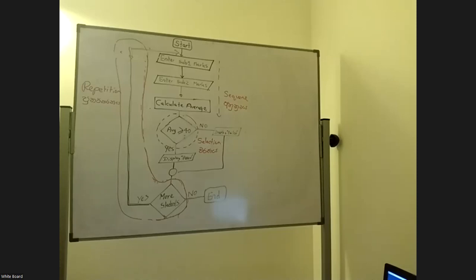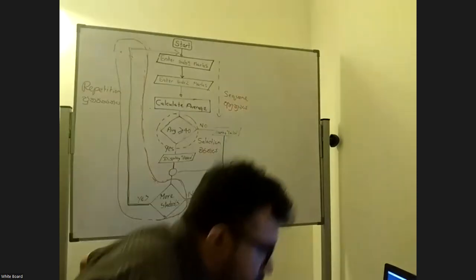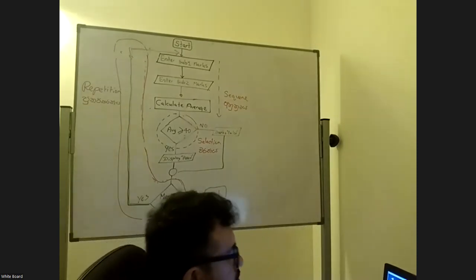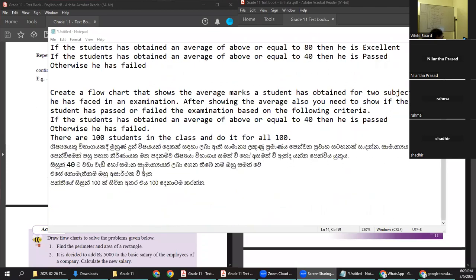So flowcharts will be over by today. Finish drawing. Let's proceed to the textbook. So we have done these three exercises, which include sequence, selection, and repetition.